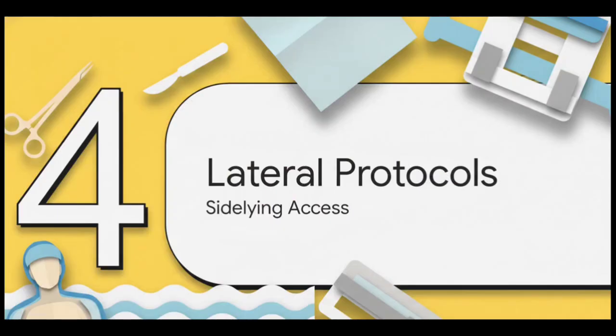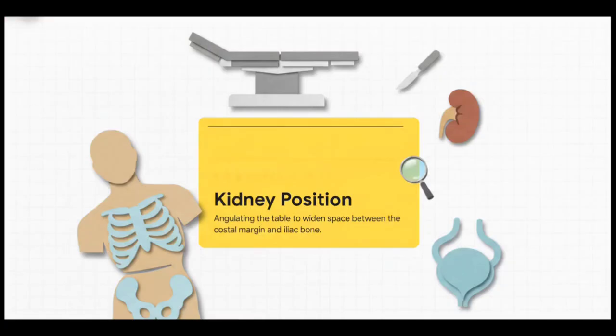Moving right along to Section 4, Lateral Position Protocols, Side-Lying Access. We often use left or right lateral positioning as a really useful alternative to the prone position for things like draining perianal or pilonidal abscesses or accessing the thorax during a lateral thoracotomy.